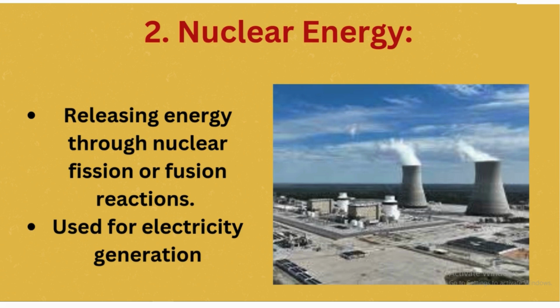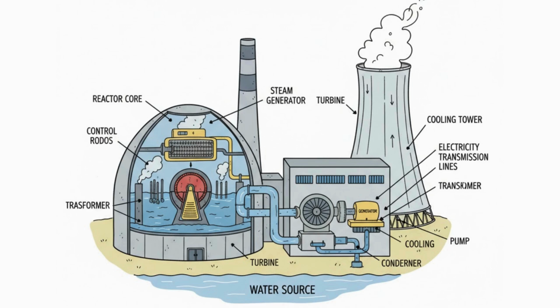The second example of a non-renewable energy source is nuclear energy. We can define nuclear energy as releasing energy through a nuclear fission or fusion reaction, which we use for electricity generation. So this is the general diagram of nuclear energy. The first step is the fuel. The fuel used in a nuclear power plant is usually uranium and plutonium.